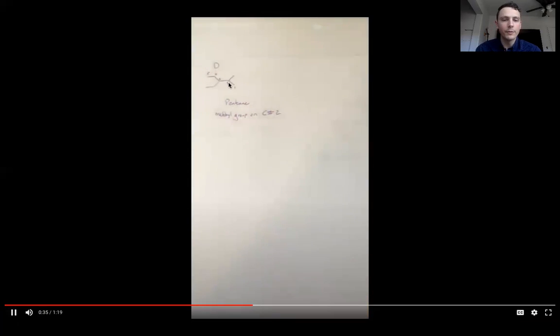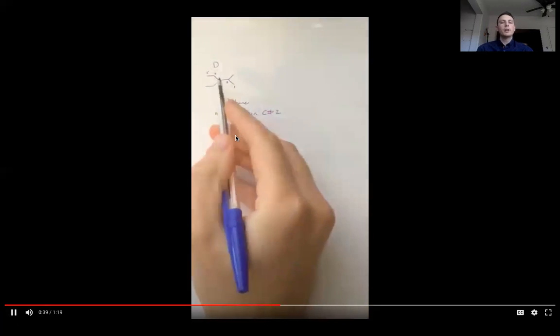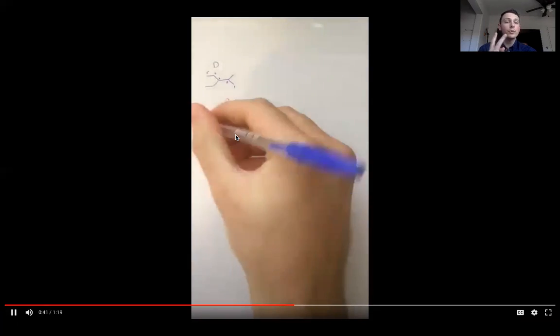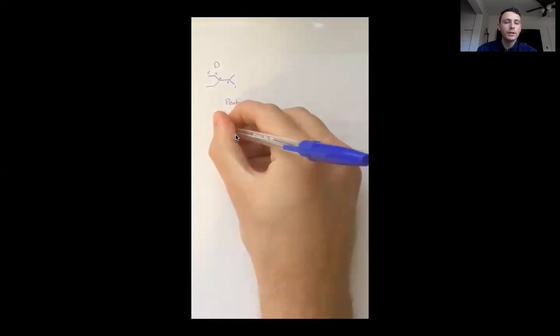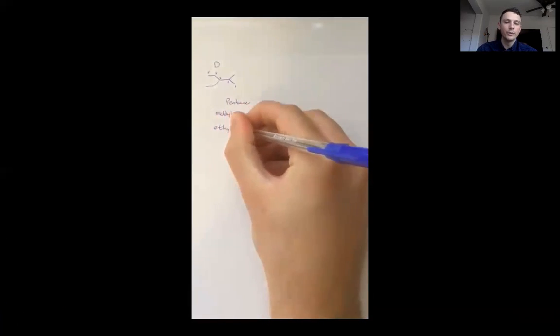So we have a 1 carbon functional group coming off of carbon 2 here. That's a methyl group. And then coming off of carbon 3, we have a 2 carbon functional group. So that's an ethyl group.